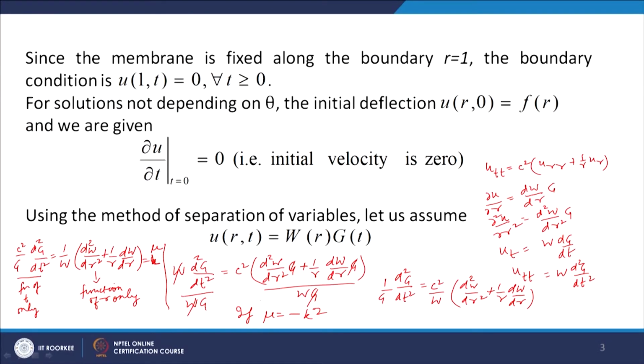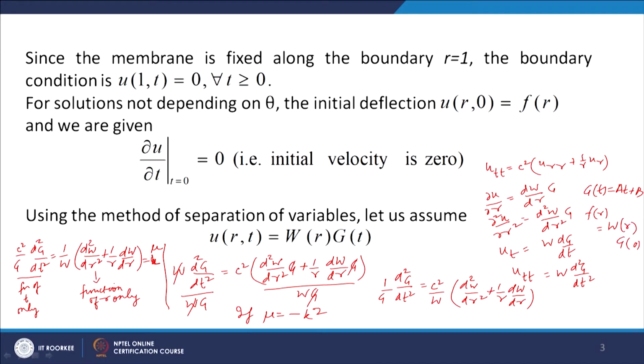Because there can be three possibilities: mu is 0, mu is greater than 0, and mu is less than 0. If you take mu equal to 0, then d square g by dt square equal to 0 will give you g t equal to a t plus b, some constants a and b. Okay. At t equal to 0 we have u equal to f r. We are given u r 0 equal to f r. So, f r will be equal to, now you will have u r t equal to w r into g t.